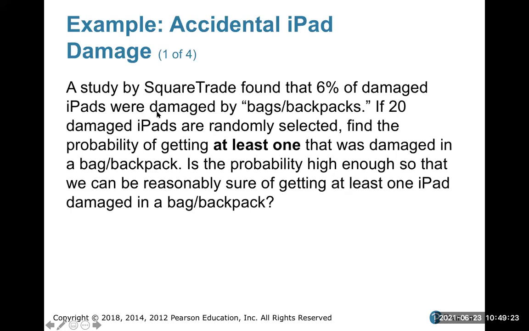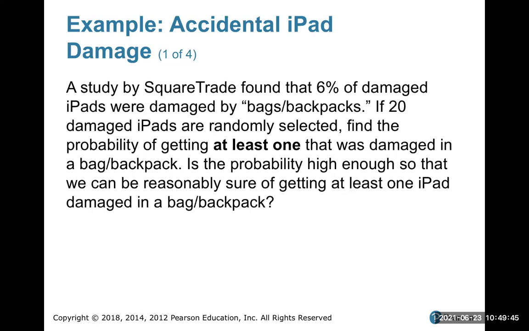Okay, let's look at this one. It says a study found that 6% of damaged iPads were damaged by bags or backpacks. If 20 damaged iPads are randomly selected, find the probability that at least one was damaged in a bag or backpack.